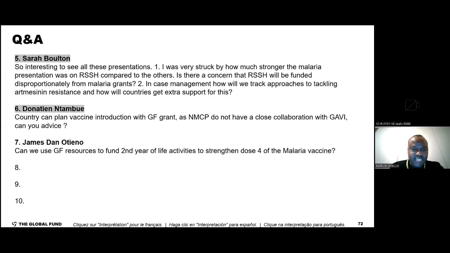The point I was making is that at the moment, we won't be able to have resources from the Global Fund go towards procurement of a vaccine or to deploy it. However, we're happy to support any other planning functions that the NMCP would like to invest in, but not necessarily to buy the vaccine or to deploy the vaccine.